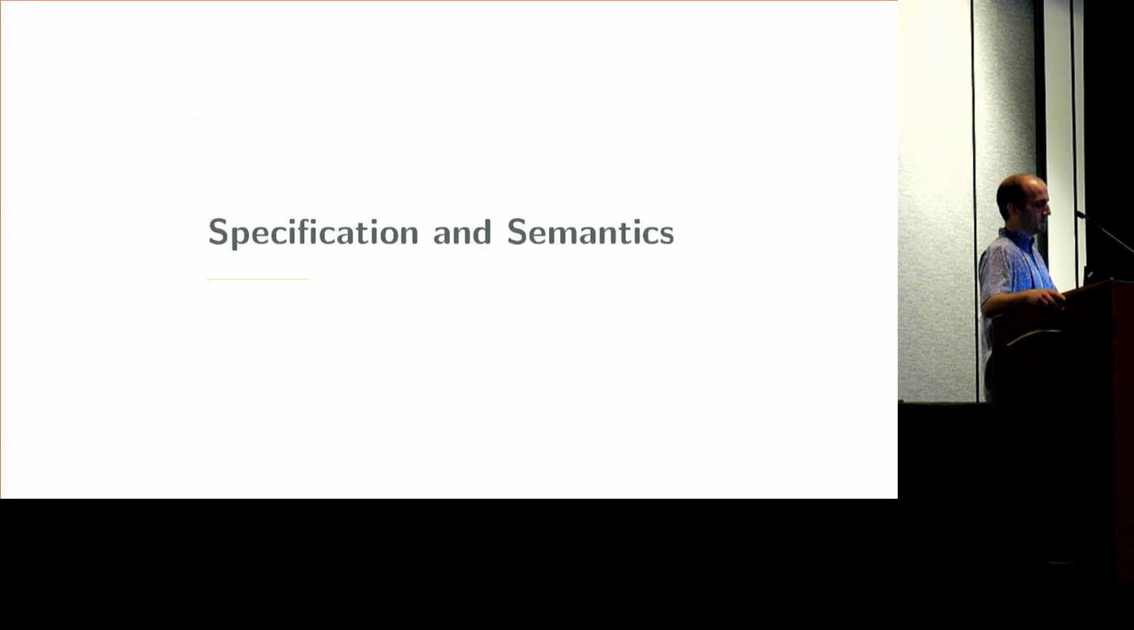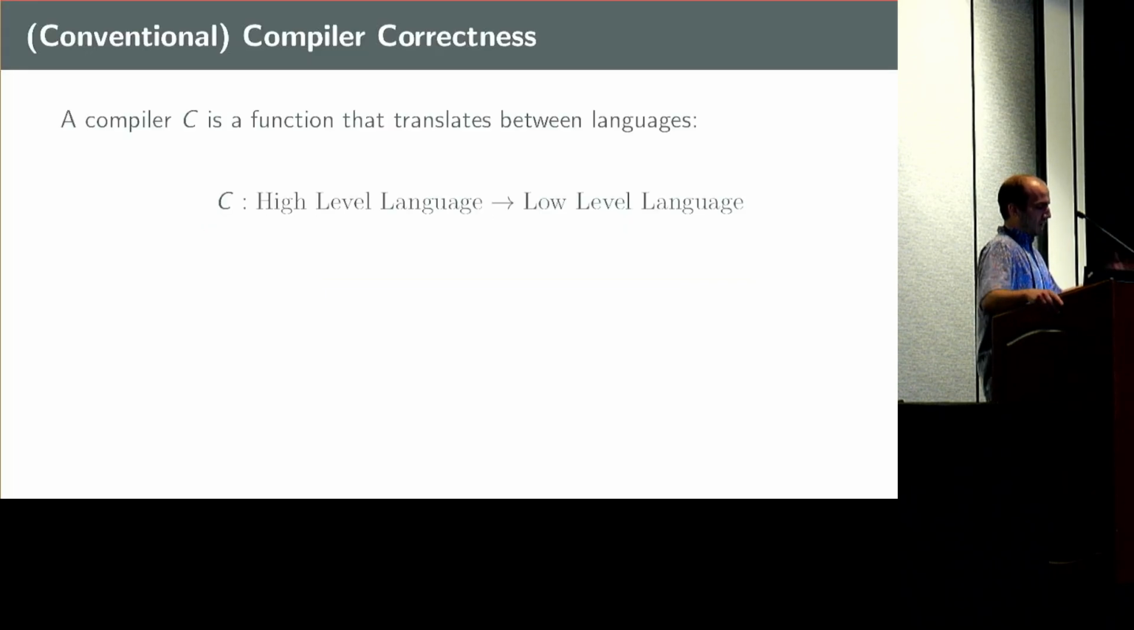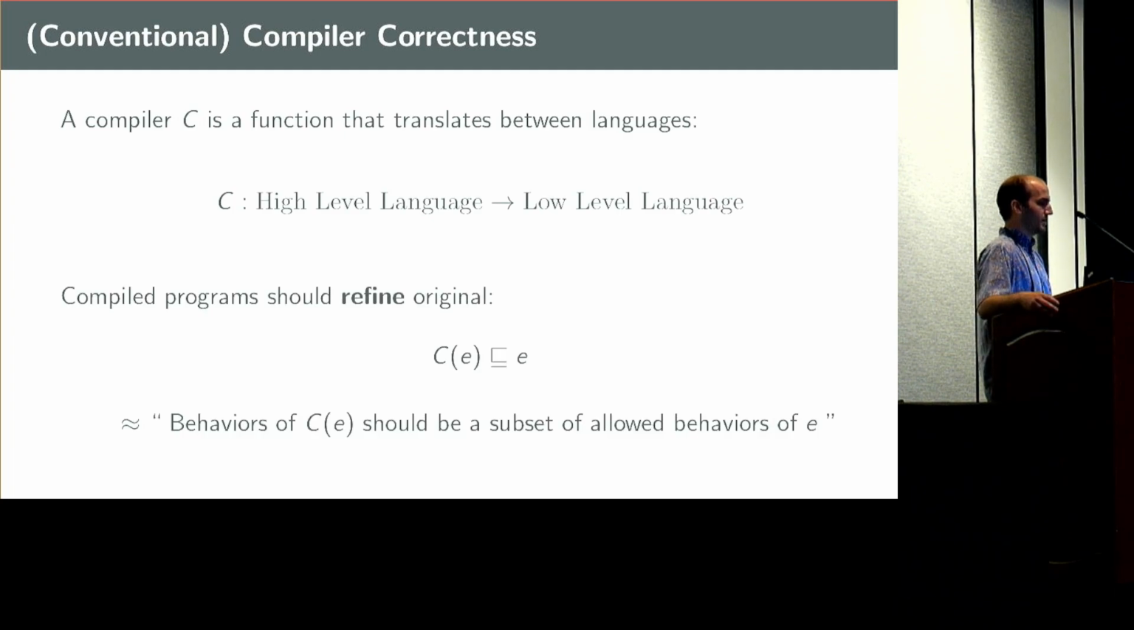So what's our specification for this verified density compiler? Well, we heard a nice description in the previous talk. The canonical notion of correctness for a compiler, if we think of it as a function that translates between languages, is that we'd expect it to preserve or refine the behavior of source programs. So we want the behavior of compiled programs, here C of E, to be a subset of the allowed behaviors of the source. What are the behaviors or the semantics of these Stan programs that we're supposed to be preserving?